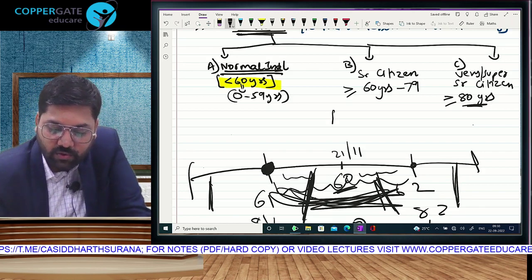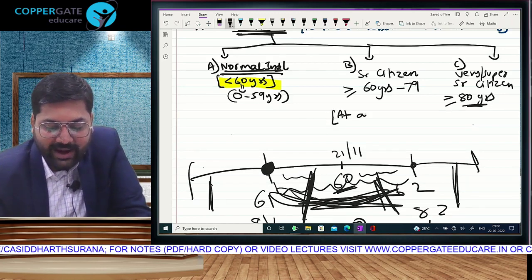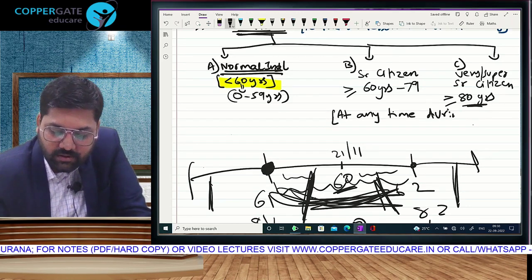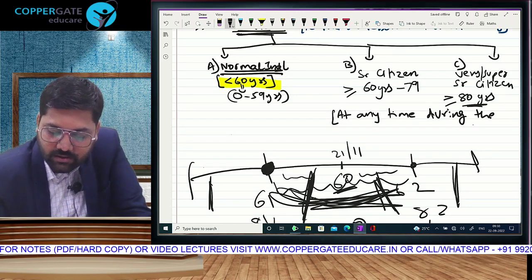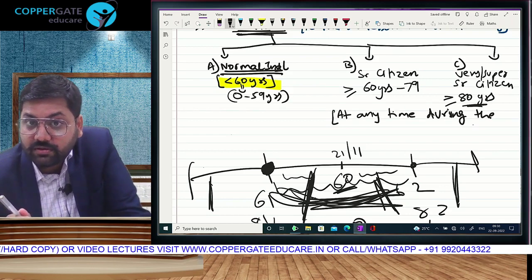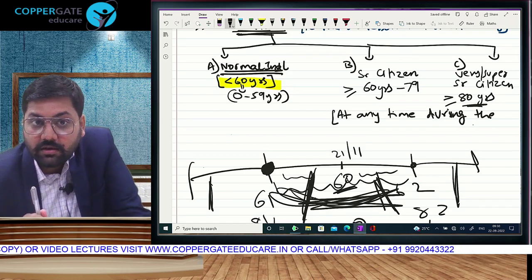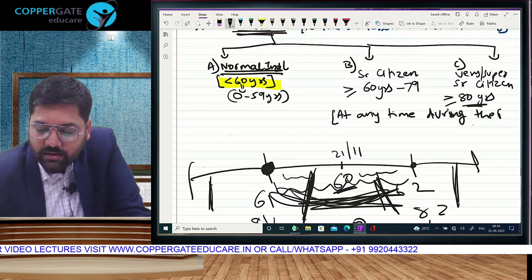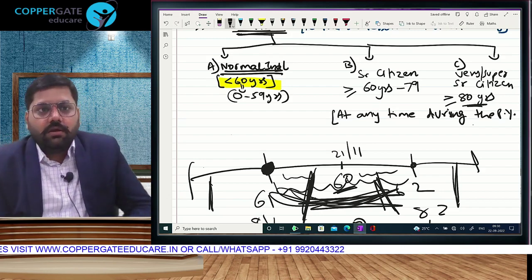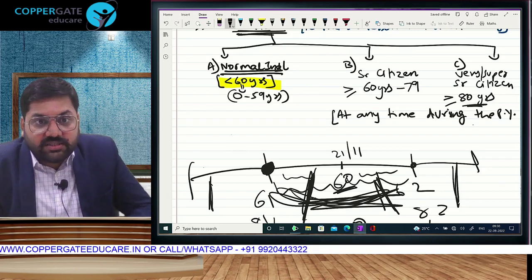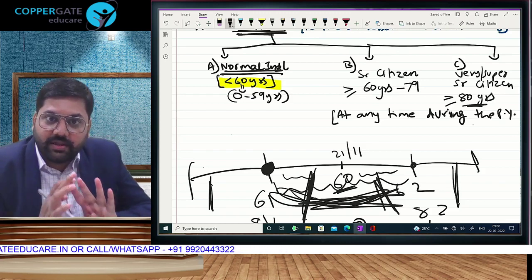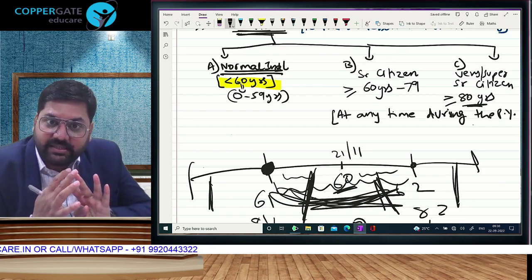Because the rule goes like this. At any time during the... You observe carefully, I am writing this under category B and C both. Can you see that? At any time during the previous year. If you become 60 years of age or 80, tell me one thing, have you understood that the explanation is for both categories B and C?